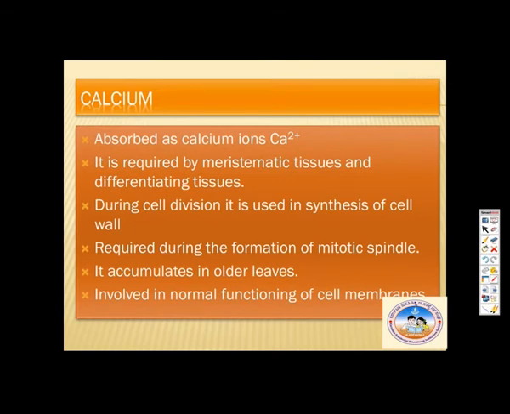Now, what do you mean by differentiating tissues? Differentiation is nothing but the capacity of the cells to lose the ability to divide. Where the cells have lost the capacity to divide, those are called differentiating cells. During cell division, calcium is used in the synthesis of the cell wall. So calcium mainly helps in the synthesis of the cell wall.